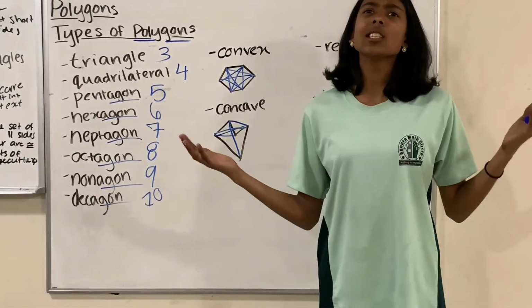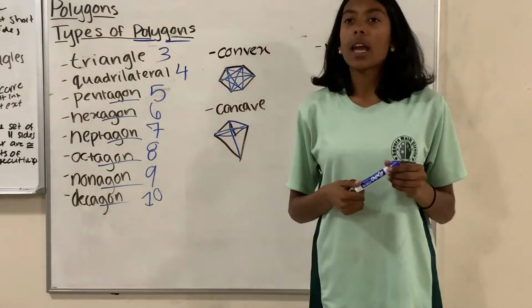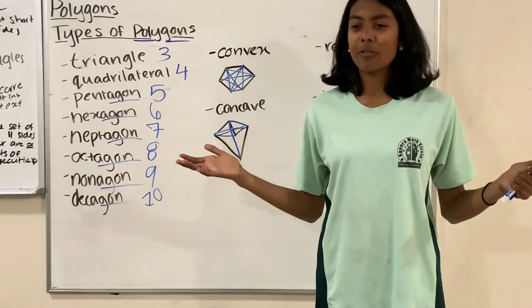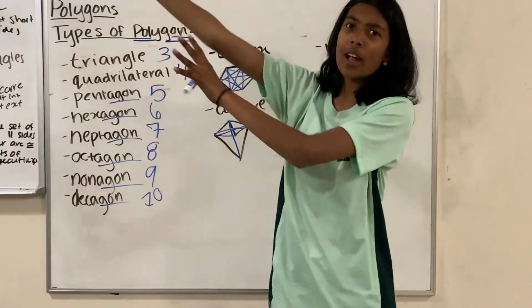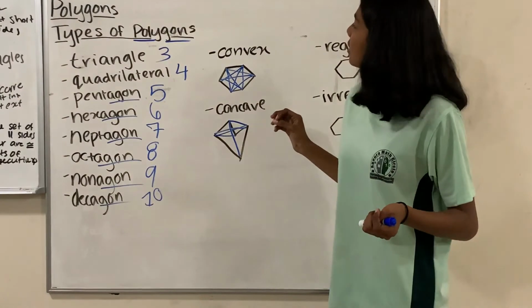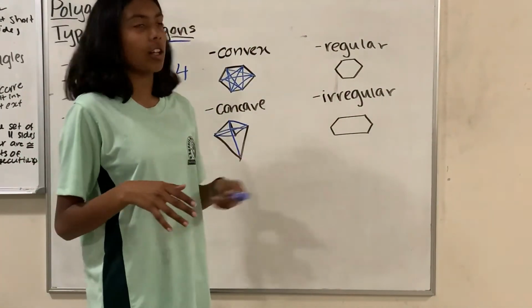An easy way to remember this is concave. Caves are outside your home, I guess. They're outside of your normal place. They're far away. They're irregular. They're weird. And then convex, just, I don't know. And then we have regular and irregular.